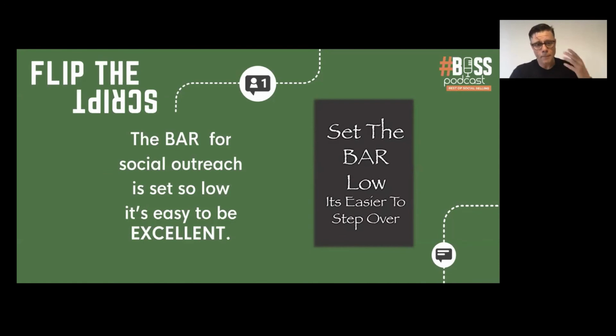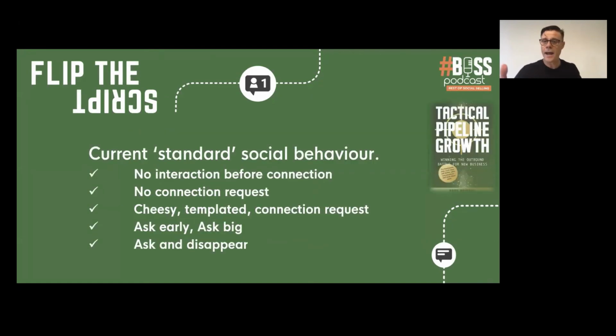Flip the script. The bar for social outreach is so low. When you think about the quality of outreach you're receiving today, and I use quality as describing something that's very low, it's going to be really easy for us to dial up our outreach and stand out and get a really good high-level interaction with our clients and our prospective clients simply by flipping the script. So this is the first part of what I want to walk through today. We need to just simply compare what we're doing already, what we're seeing as standard activity, versus what we're able to do.